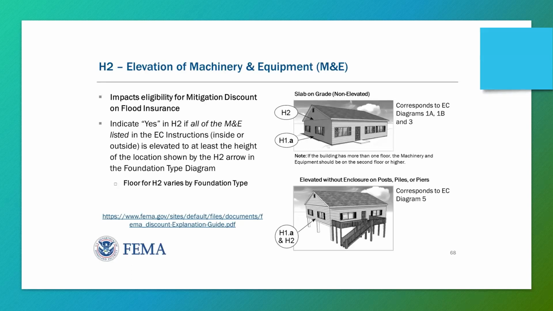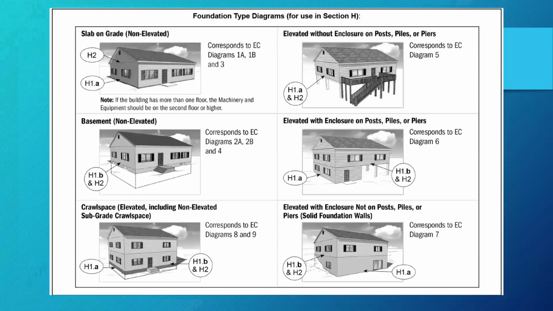And then the machinery or equipment, again, it depends on what kind of foundation you have. So slab on grade, it has to be to the next higher floor or to the attic level if it's a 1-story. Diagram 5 underneath that, it's the elevated floor. And so they tell you where to take these couple of measurements depending on the diagram type. So like diagram 6, you have H1A at the enclosure floor, H1B is above that, and then H2 is about the machinery and equipment. So this is in the instructions for section H.